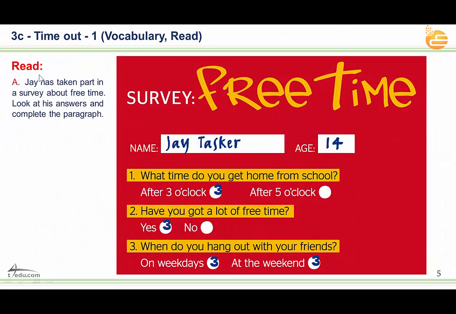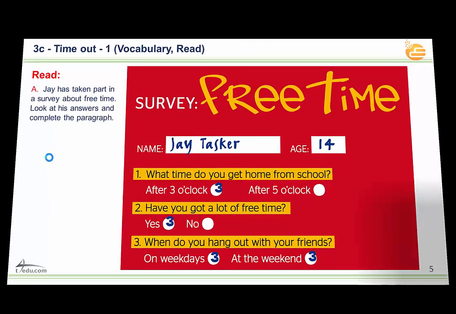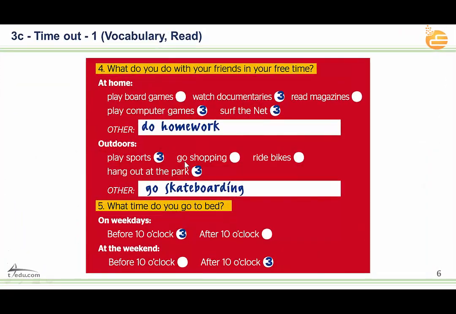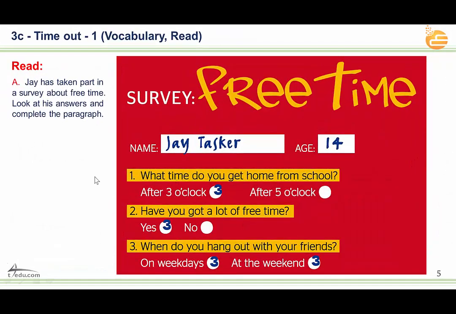Excellent. Next, read. A. Jay has taken part in a survey about free time. Look at these answers and complete the paragraph. So he wants us to see these answers about Jay and go to the next paragraph. This one, can you see it? Complete it from this survey. At first, if you want to do it correctly, you have to read the survey carefully. Let's read the survey together, which is about free time. Then we will go back to the paragraph and complete it together.